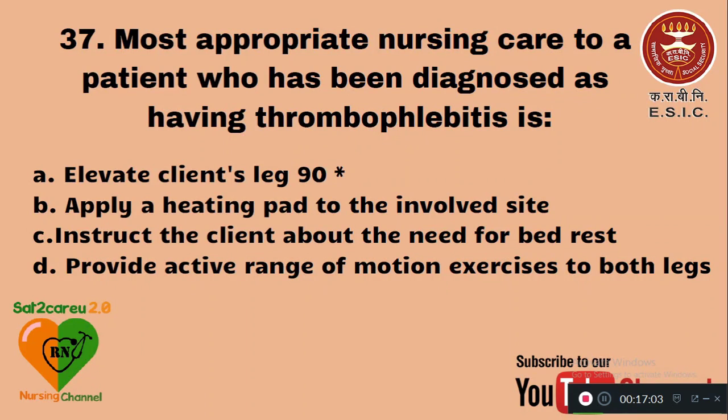Question number 37. Most appropriate nursing care to a patient who has been diagnosed as having thrombophlebitis is option A. Elevate client's leg 90 degree. B. Apply heating pad to the involved site. C. Instruct the client about the need for bed rest. Option D. Provide active range of motion exercise in both legs. The right answer, option C. Instruct the client about the need for bed rest when the patient is diagnosed with thrombophlebitis.